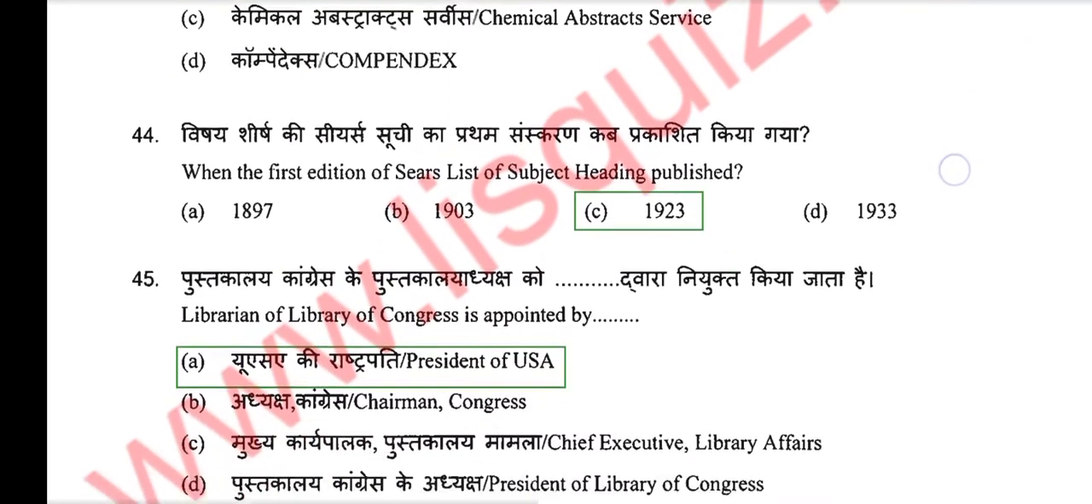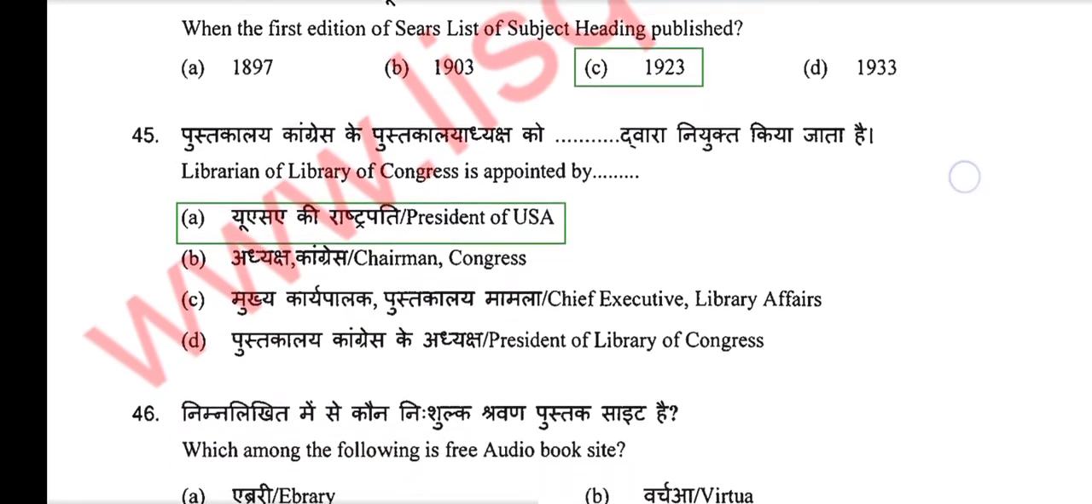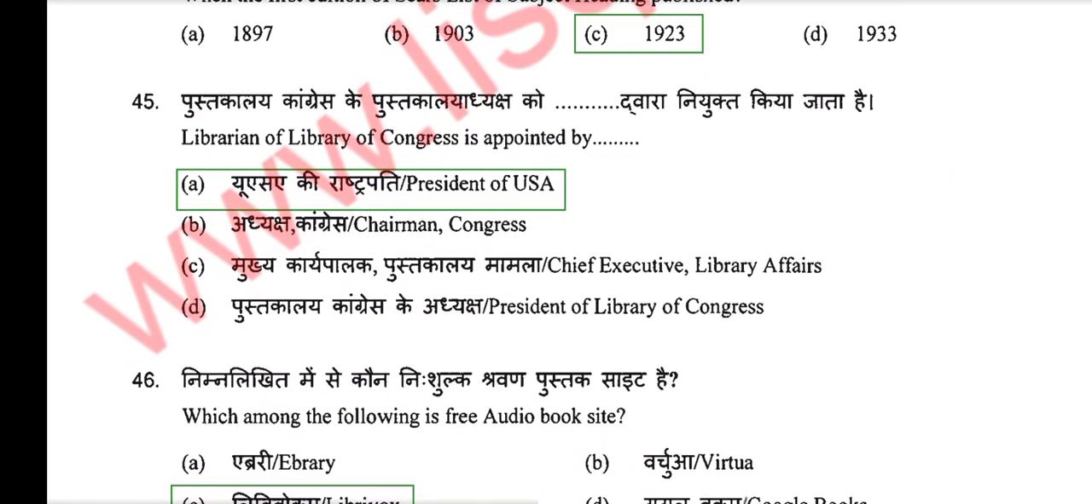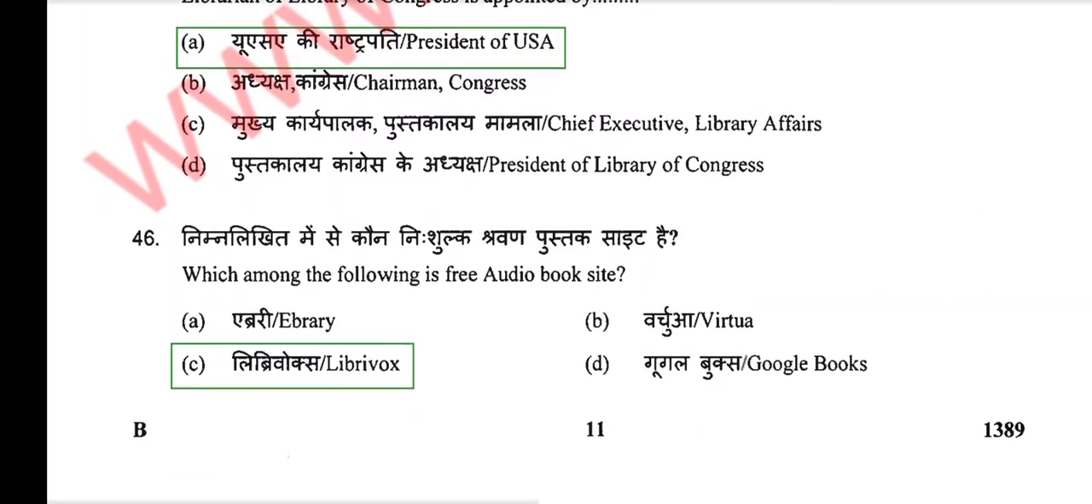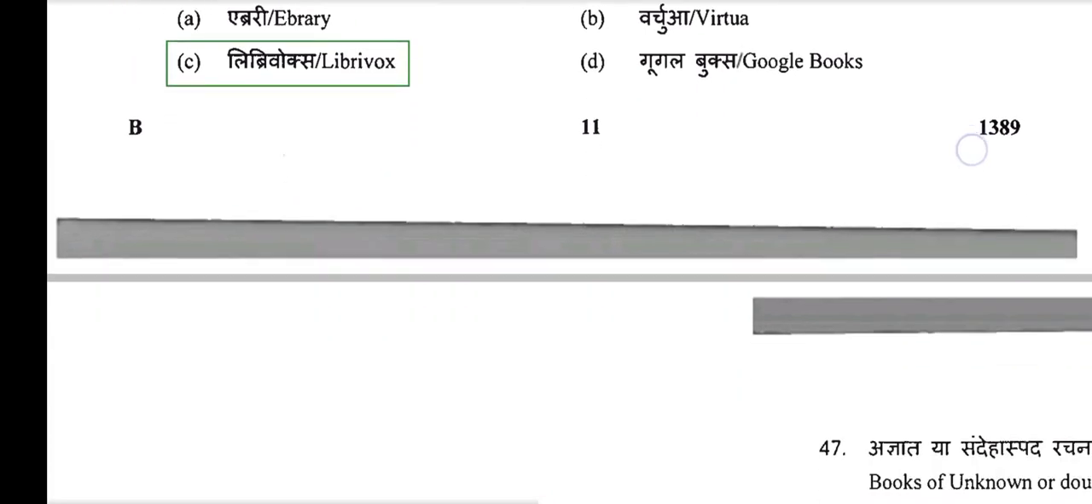Option number B. Question number 44 says when the first edition of SEARS list of subject headings was published, that is 1923. Question number 45. Librarian of Library of Congress is appointed by, and the correct option is President of USA. Question number 46 says, which among the following is a free audiobook site? And the correct option is option C, LibriVox.